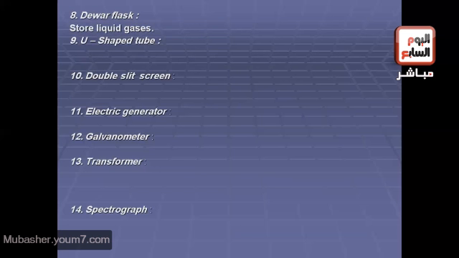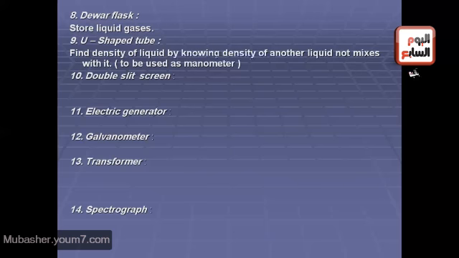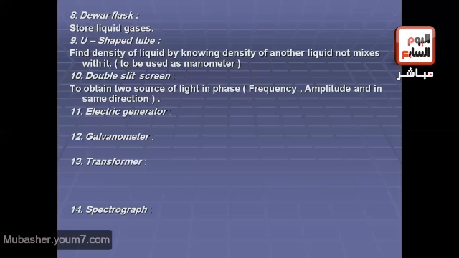Number 9, U-shaped tube. It is used to find the density of a liquid by knowing the density of another liquid that does not mix with it, or to be used as a manometer. Number 10, double slit screen. Yes, to obtain two sources of light with the same phase, frequency, amplitude, and in the same direction. We meant by same in phase that the waves are the same in amplitude, in frequency, and propagate in the same direction with the same speed. That is what we meant by same in phase.